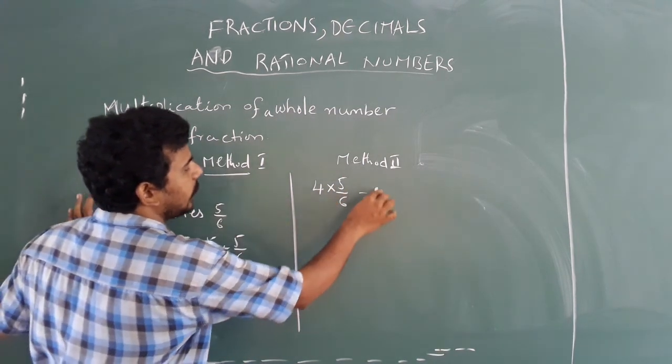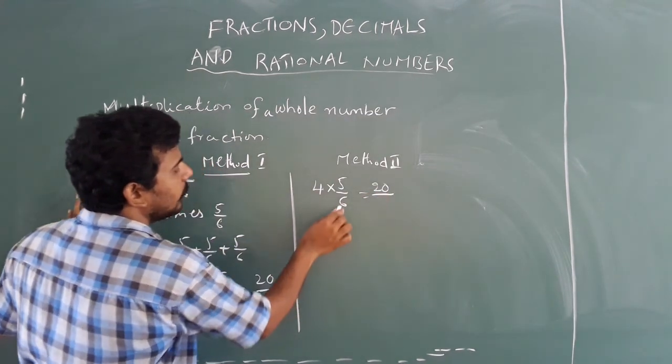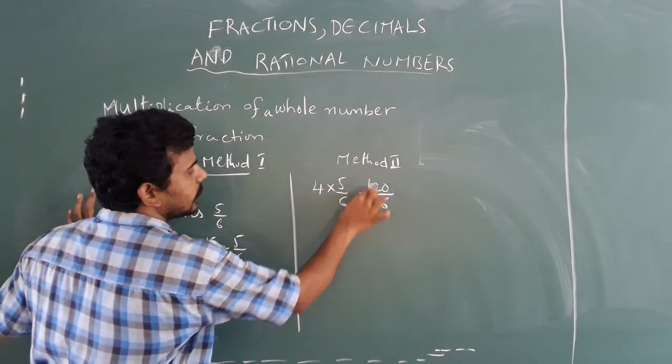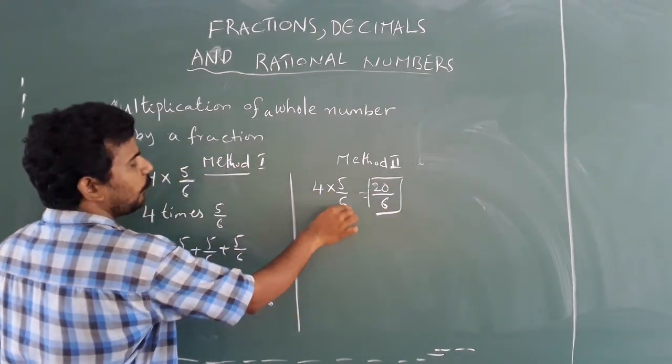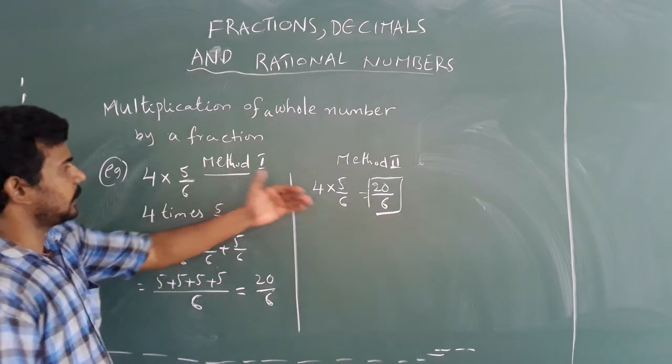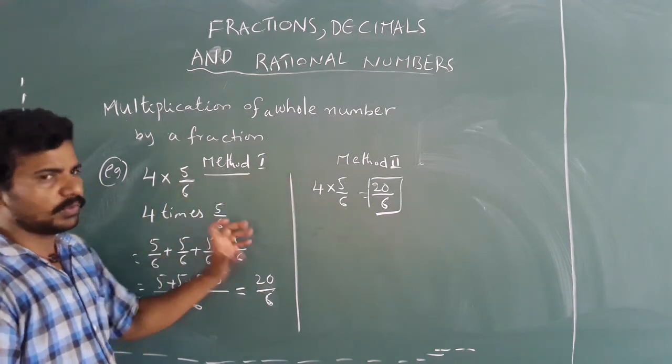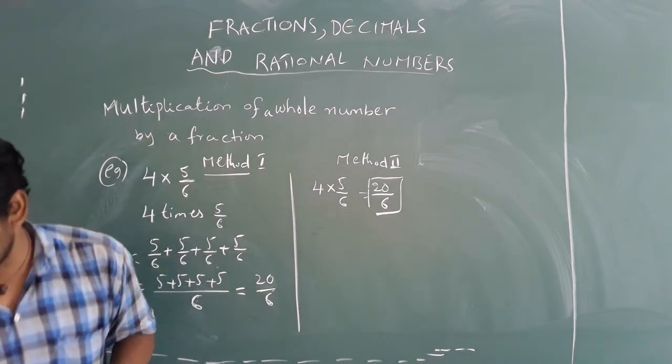4 fives are how many, children? 20. And the fraction part means the denominator 6. So this is the answer: 4 into 5 by 6 is 20 by 6. This is the second method, and that was the first way. These are the two processes. Next.